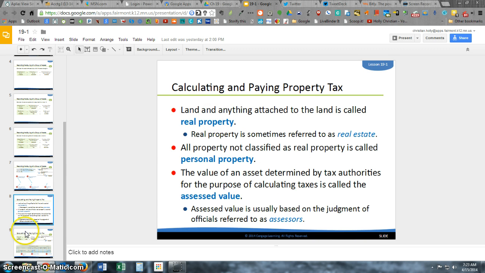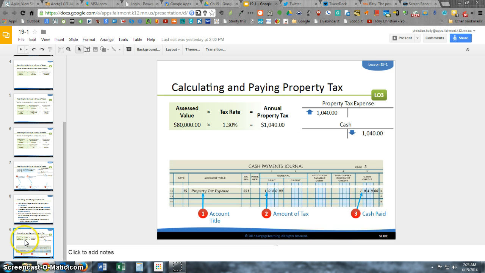So when you are calculating and paying property tax, the assessor will give a value of the property. So in this situation, the assessed value is $80,000, and you pay a certain tax rate on your property tax. And just like any type of interest rate, it is an annual percentage rate. So for the assessed value, if the tax rate is 1.3%, your annual property tax is $1,040. That's what you would have to pay annually.